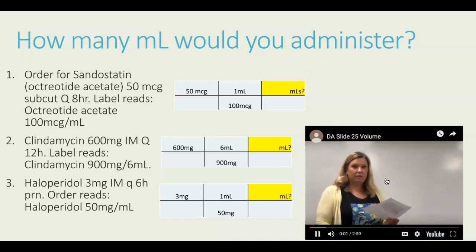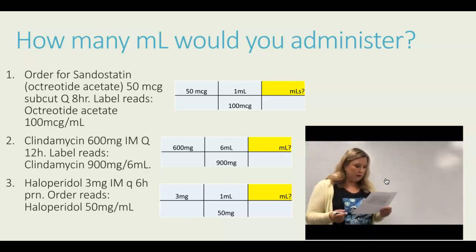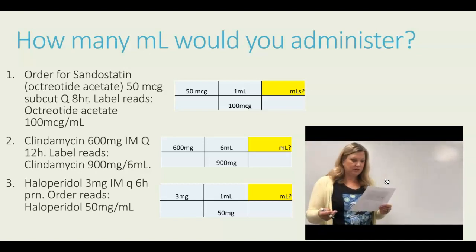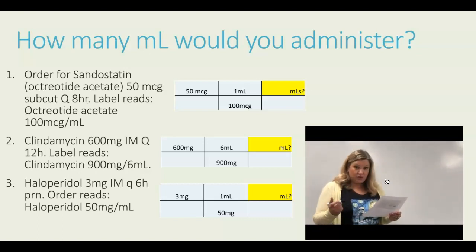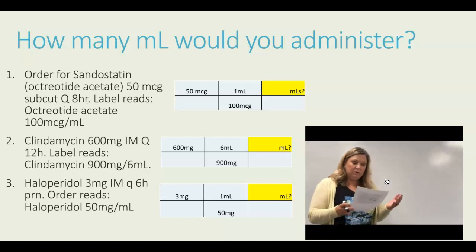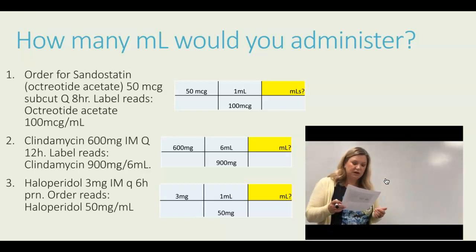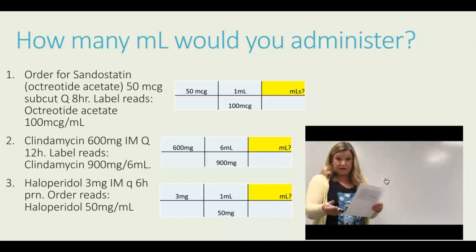All right, so now we're talking about volume and IV medications or medications you're going to pull up in a syringe, okay? Those are typically all volume given, so you need to know how much volume to give, and that's usually going to be expressed in milliliters. So on slide 25, we have how many milliliters would you administer? We have Sandostatin, 50 micrograms subcutaneously every 8 hours. The label reads Sandostatin acetate, 100 micrograms per milliliter. All right, remember, I'm solving for milliliters because that's my volume.